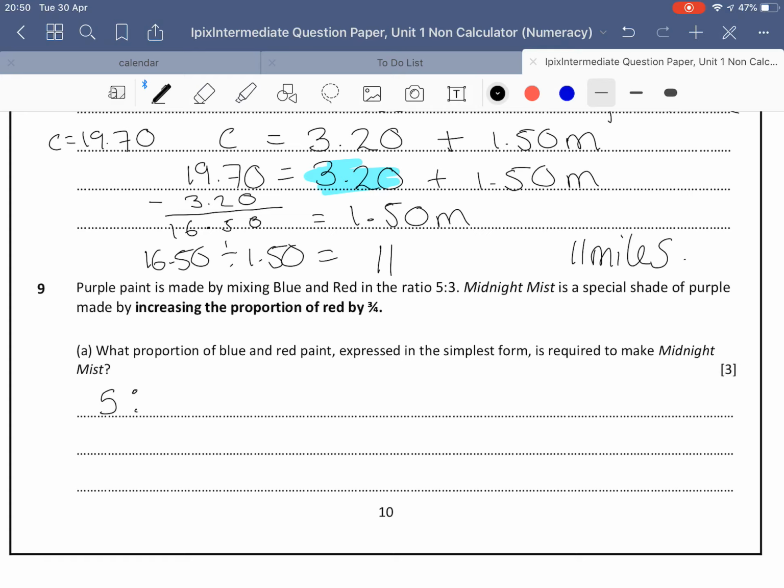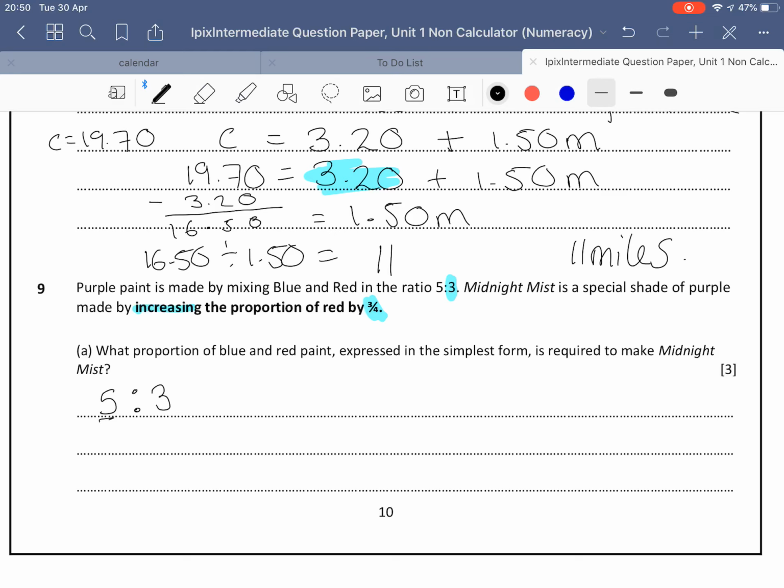So we've got our ratio 5 to 3. Now I want to increase, because it wants to increase, I want to increase the 3 by 3/4. Now I can't increase 3 by 3/4. I could, it'd have a decimal in. We don't want decimals inside ratios.